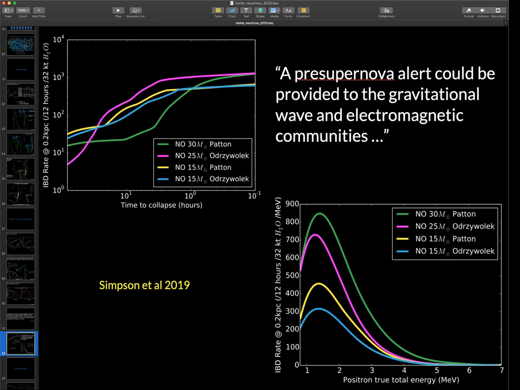And so one of the nice things about it is, if we do detect these neutrinos coming in from pre-supernovas, we should be able to decipher which of the various classes of models is right, and then, with our experimental colleagues, be able to tell which isotopes are actually dominating.